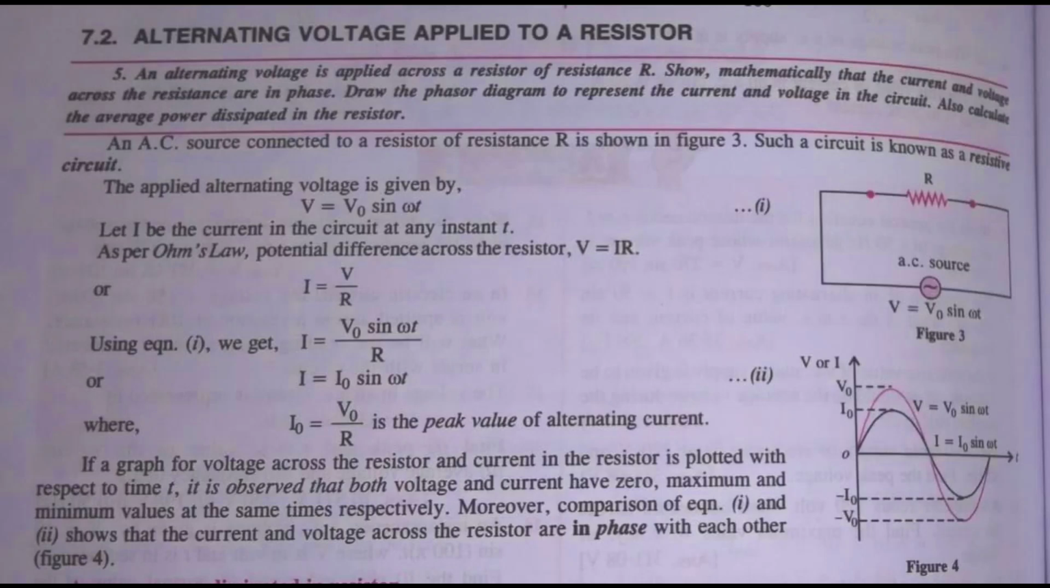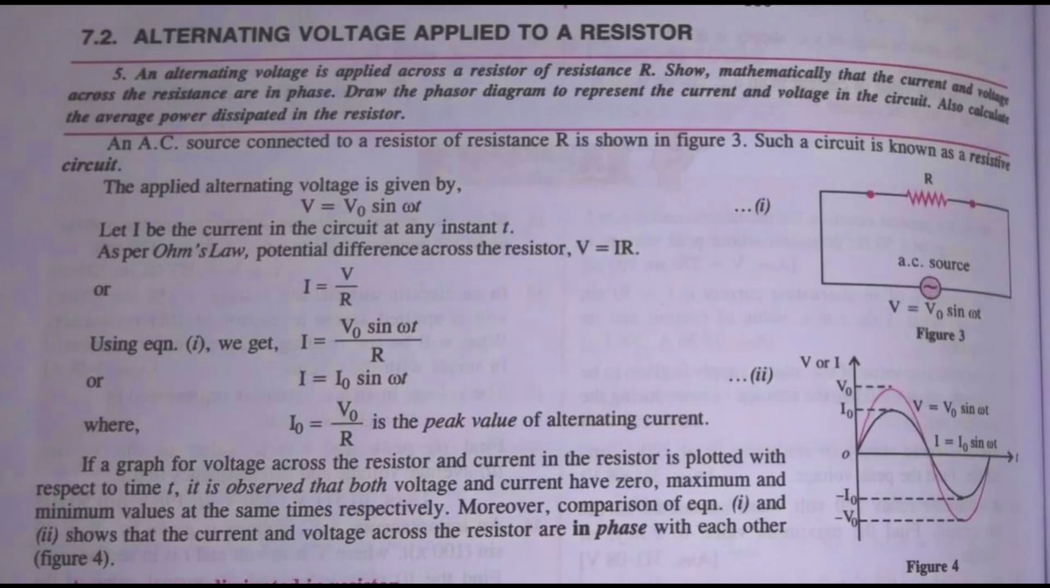Now we are going to understand the important concept of alternating voltage applied to a resistor. In this case we only need a resistor to which an alternating source of voltage is applied, and the applied alternating voltage is given by the equation V is equal to V naught sin omega t. Let I be the current that flows in the circuit for a given time. Let us take the time small t.